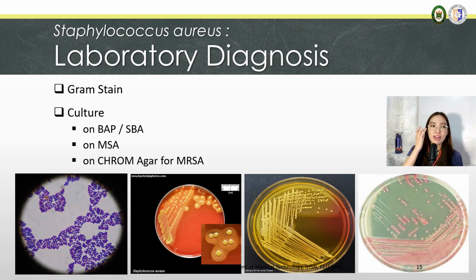So, based on the manufacturer, these chromogenic agars may have different indicators depending on the color of the colonies that we would be able to observe. Doon po natin malalaman kung MRSA ba yung isolate or not. So usually, if they appear as mauve pink colonies, tulad nitong nasa example na to, then it is most likely the isolate is in fact methicillin resistant. So those are the different appearances of Staphylococcus aureus on gram stain and on different culture media.